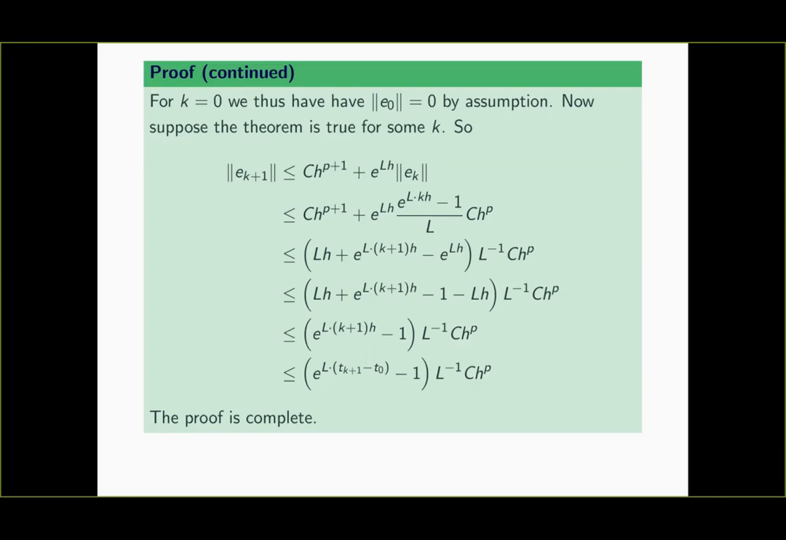Suppose the theorem is true for some k, so we have this upper bound already proven for the global discretization error at the kth time step. So then we can use what we have just shown and get the inequality that ek plus 1 in Euclidean norm is bounded from above by c times h to the p plus 1 plus exponential of LH times the Euclidean norm of ek. That first line is just what we have shown.